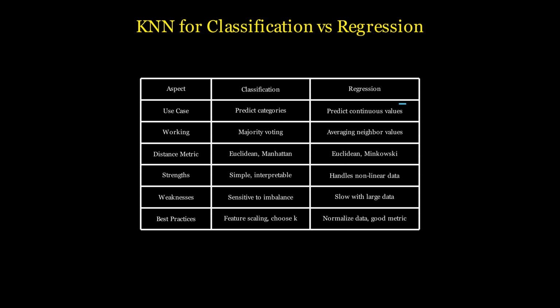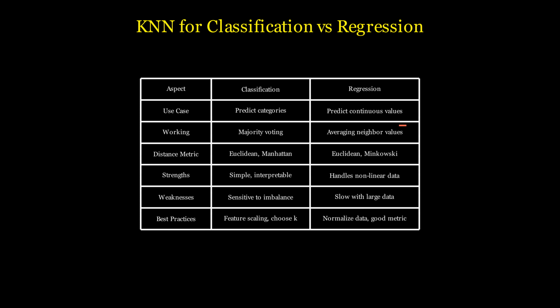First, let's look at the use cases. KNN for classification is used to predict categories, such as whether an email is spam or not, or whether a tumor is malignant or benign. On the other hand, KNN for regression predicts continuous values, such as house prices or stock market trends.